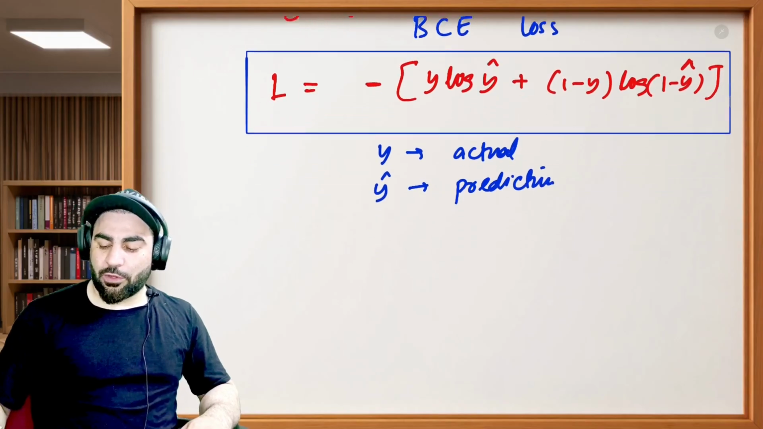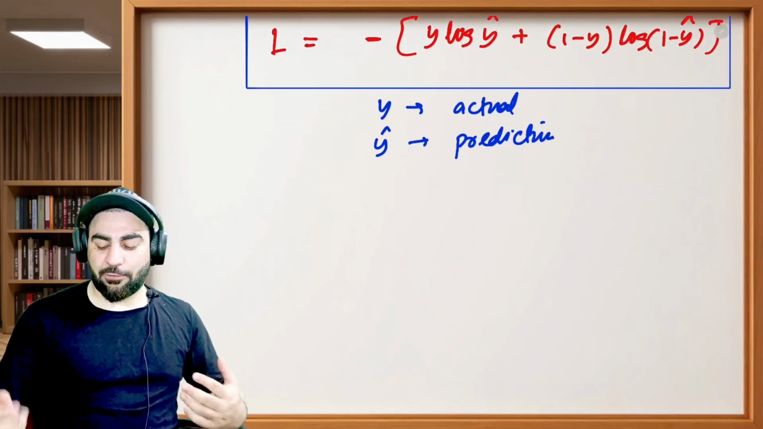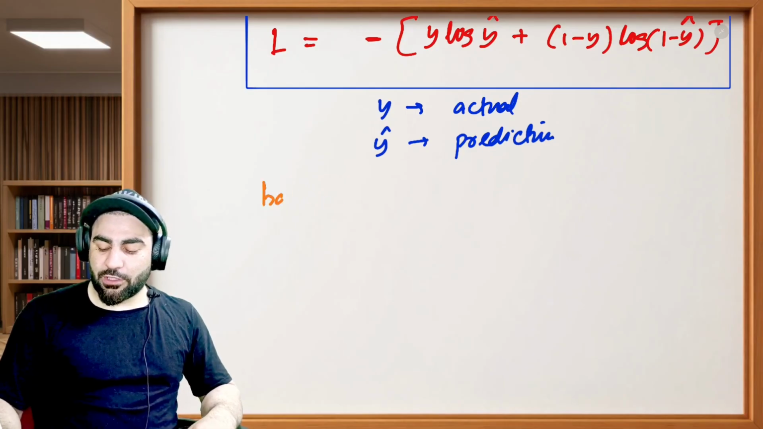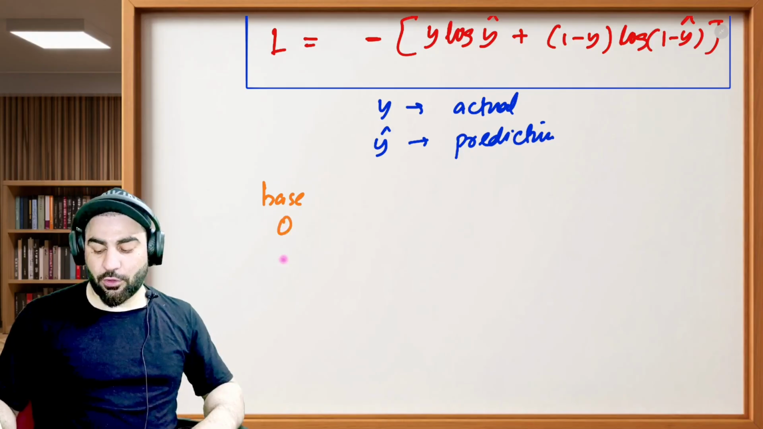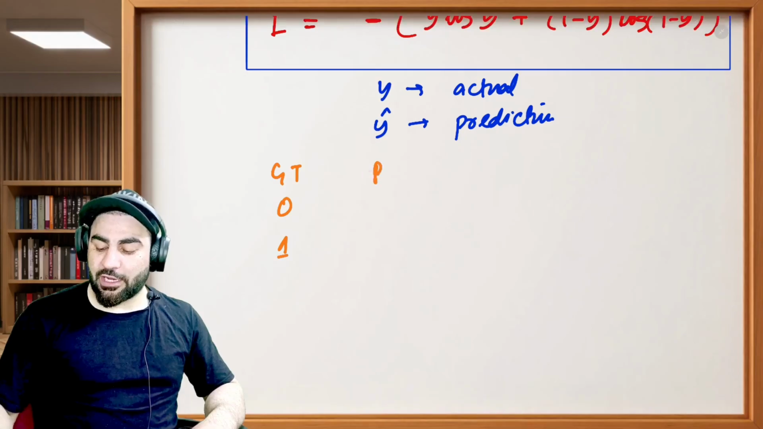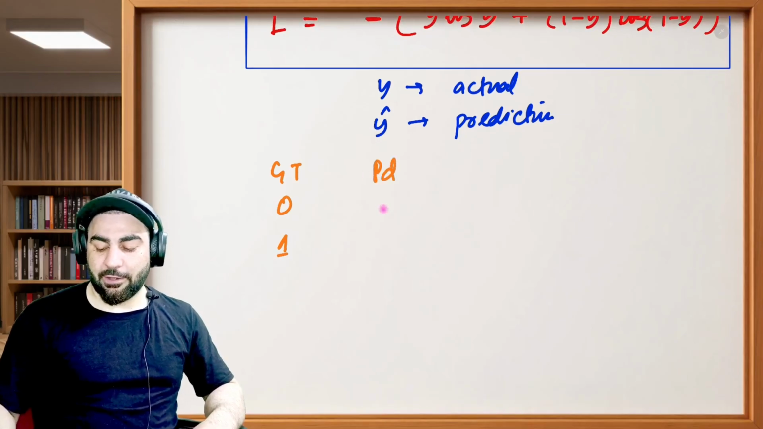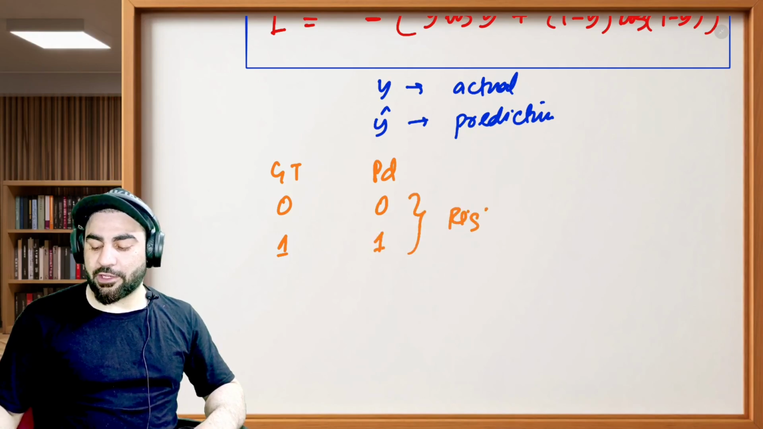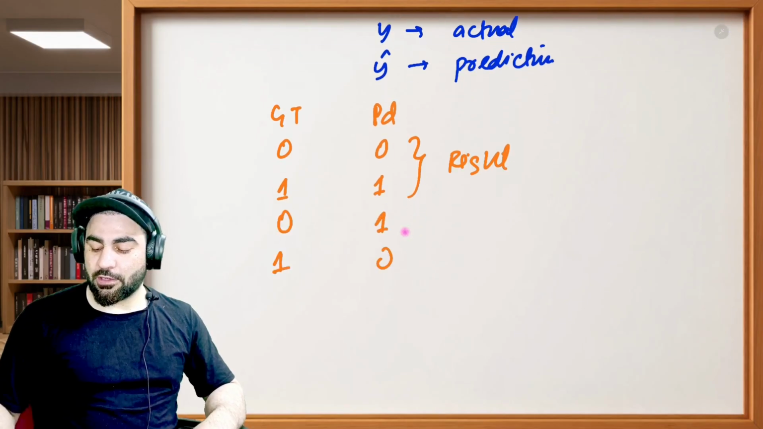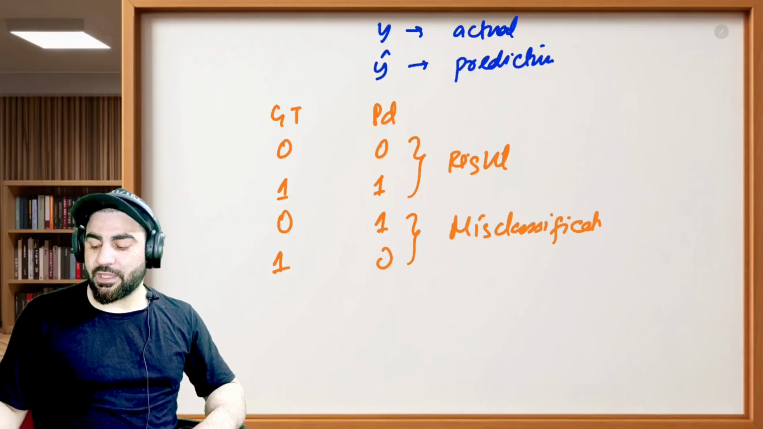Now, you can be either wrong or right. So there are four possibilities. Let's suppose your ground truth is 0 or 1. I can write it GT, ground truth, and the prediction I can write with PT. So the prediction could be 0 and it could be 1. This is when the classification is right, when you do not have an error. A ground truth could be 0 and 1, so you could have misclassification. These are the four possibilities.